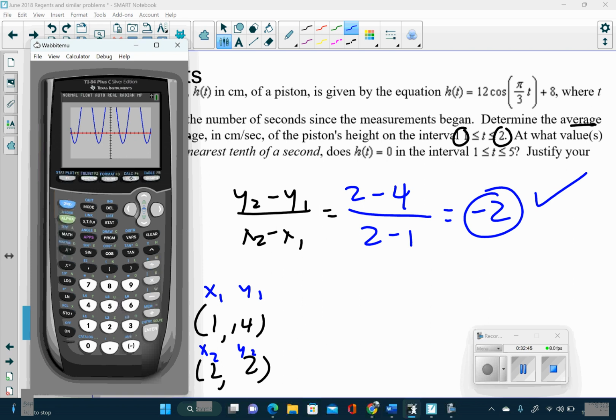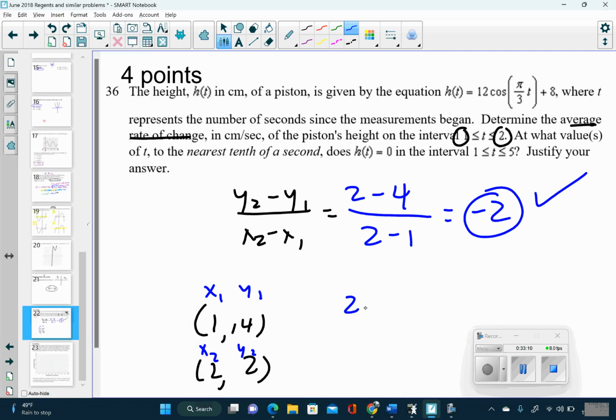So I'm going to hit second trace. Option number 5 is intersection. My cursor is where x is equal to 0, good, that works. So I'm going to go to the right, somewhere right there, hit enter, enter, enter. This is for my second point. So it says to the nearest tenth of a second, so 2.2 is going to be one of my answers.